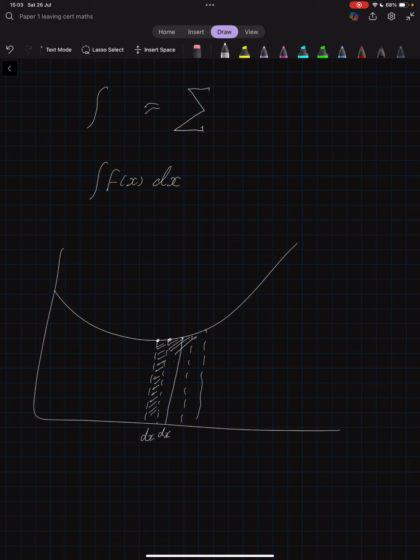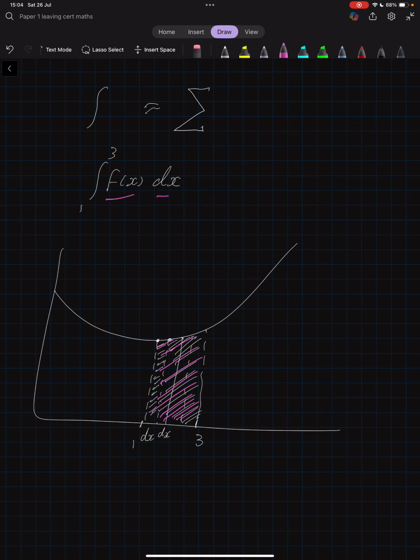And basically you're adding up all these areas. That's what you're doing by integrating. So let's say this is 1. Say this is 3. The integral from 1 to 3 is just this area here. So that's the idea. It's like you're multiplying a height by a small width and you're adding them all together. Okay, so that's what integration actually is.